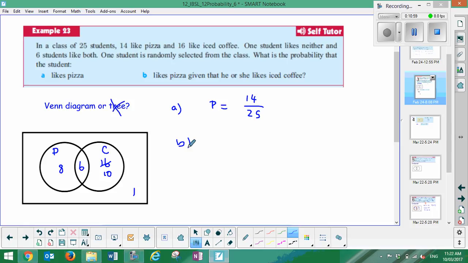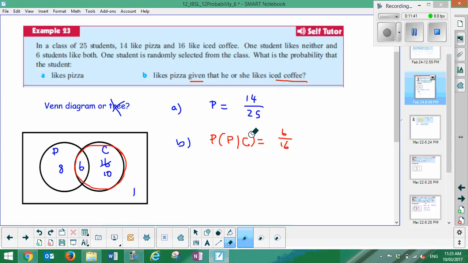The second one, what's the probability they like pizza given that he or she likes iced coffee? So given that they like iced coffee, that means given that they're in this circle already, so you're just looking at this circle of the 16 people. What's the chance they like pizza? It'll be that 6 out of the 16. So the probability of liking pizza, straight vertical line, given that, a bit like the domain symbol, given that they like coffee, is going to be 6 out of 16.